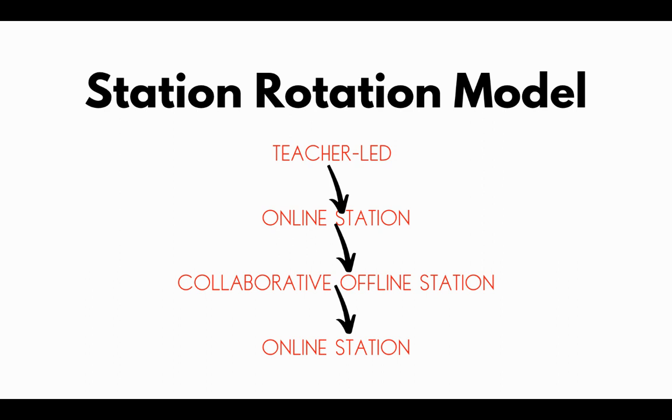And I'm going to go into more depth of each of these in just a little bit. Then you have an online station. Maybe that one is where the students could go and learn about some music theory or find a song that they would like to sing or something like that. It could be like researching an artist, researching a musician, a collaborative offline station, and then maybe another online station. The beautiful thing about the station rotation model is that you can have as many stations as you want, depending upon how much time you get with your students.